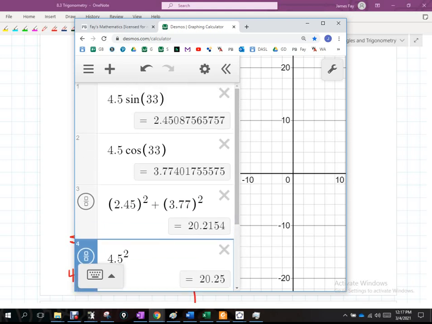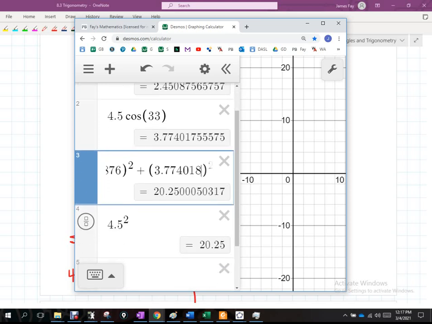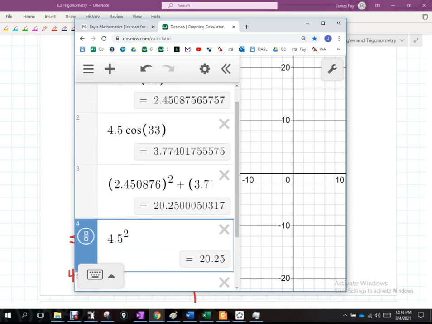Because I have rounding error, right? Okay, so I can make those closer by going like 0.876 and making this one 774,018. Okay, now the error is just that right now, right? 0.000005. Okay. What could I do to make it even better though?